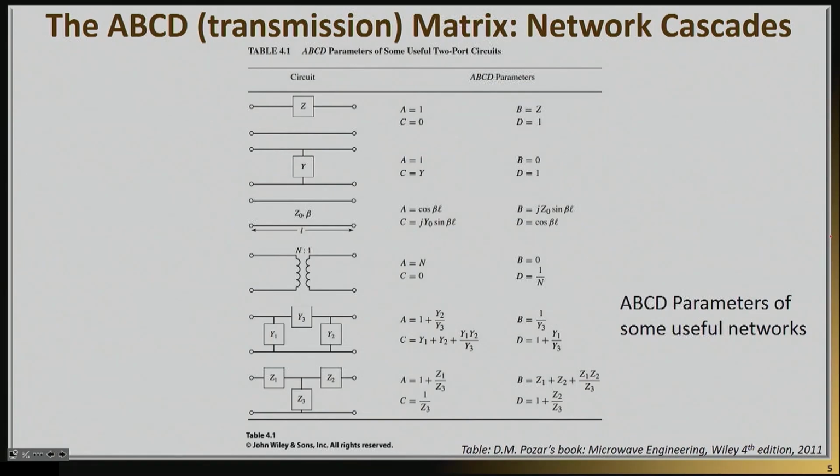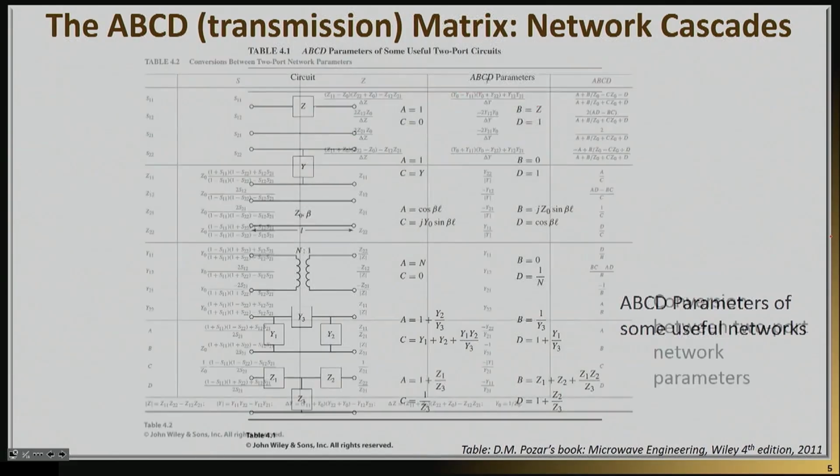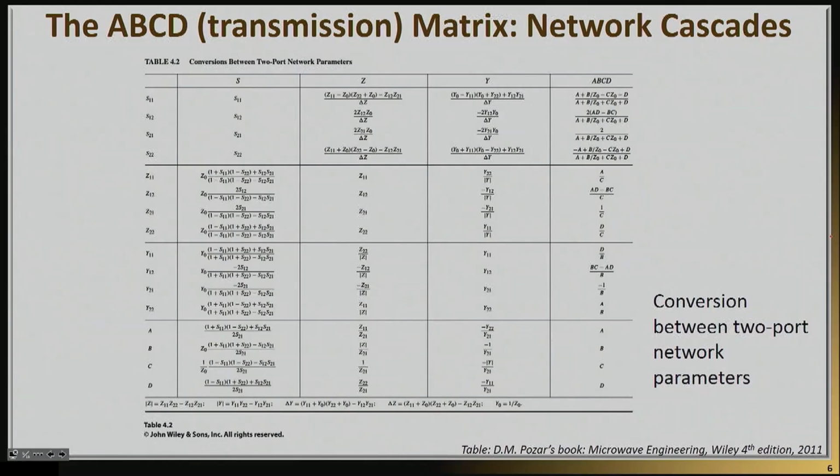Now, if you open any book or look online, you will find that the ABCD parameters of some very useful networks are already available for you. So you don't even have to calculate them. For example, a series impedance has a very simple ABCD matrix shown right here. And you can also find very convenient ways to translate one matrix to another. For example, if you know the S parameters of a network, it's very simple to find the ABCD parameters of the same network. And of course, the same thing is true the other way as well. So really, it's all about just matrix manipulation to go from one to the next.